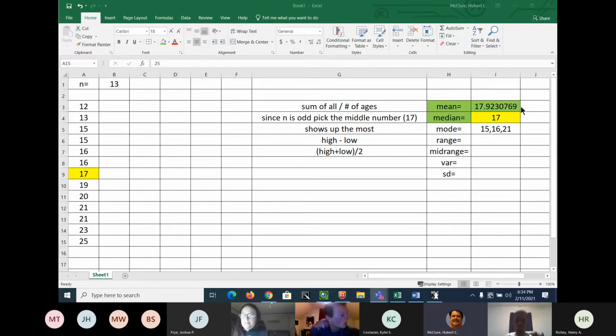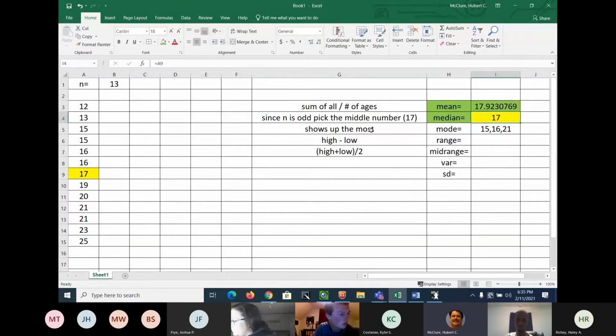9230769. Okay. All right. Now, do you see where I got the median? It's the middle number. Count down 6. 1, 2, 3, 4, 5, 6. And it's the 7th number because 6 and 6 is 12, and you got 13. So you have to find the middle number. And that's all it is.